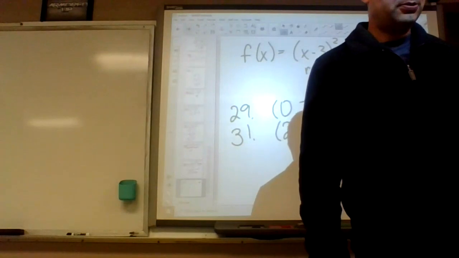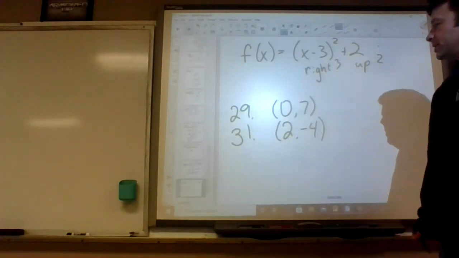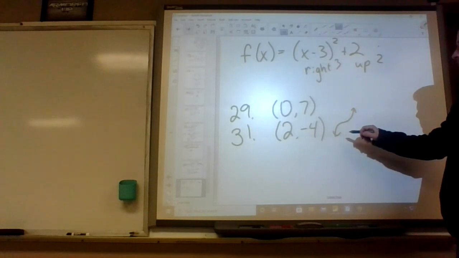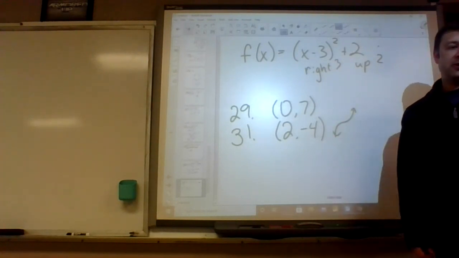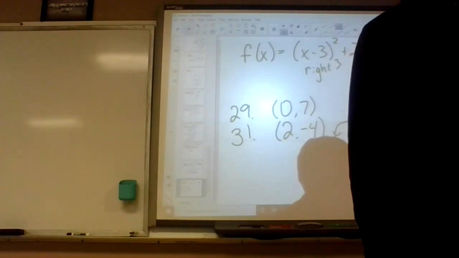What about right 2, down 4? What about the exponent 3? The exponent 3 tells you what the shape of the graph would look like. If it has an exponent 3, it'll be that shape. If it has an exponent of 2, it'll be the parabola. But we're not graphing it, so that part doesn't matter.